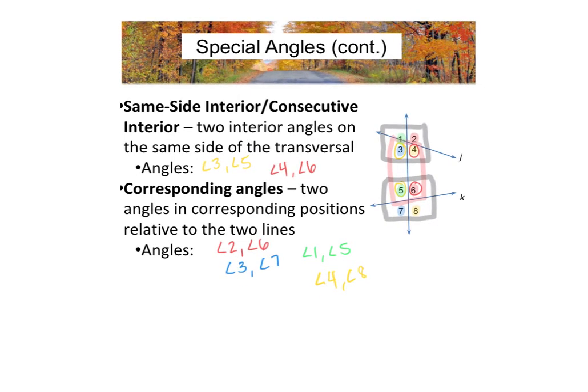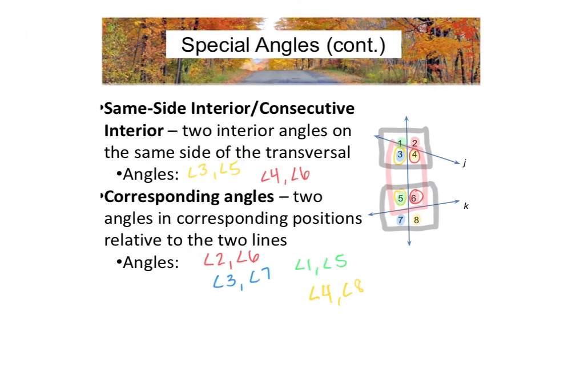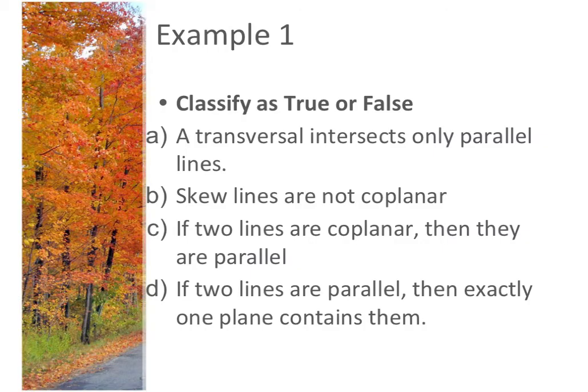Okay? Take a look at our last slide. J and K clearly are not parallel, and M is their transversal. So, alright, now I've got some examples. So classify as true or false. A transversal intersects only parallel lines. This would be a no, or a false. And if you wanted to draw an image, you could draw a transversal, and then 2 lines that are not parallel.